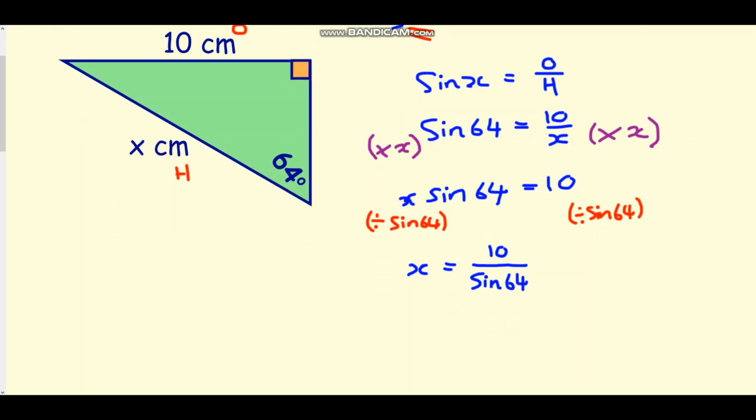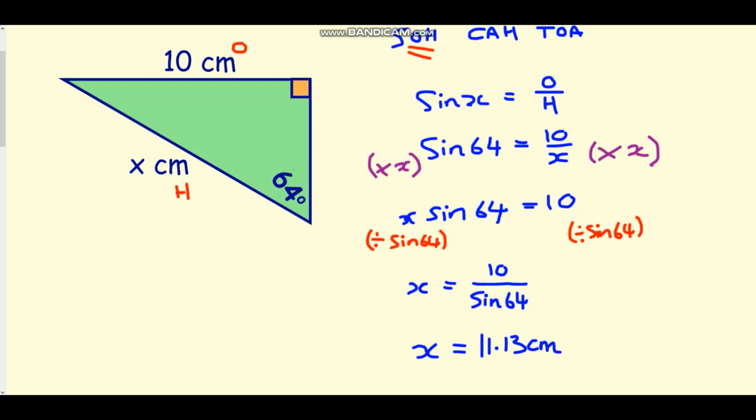An extra line of work in there, and then putting that into your calculator. Remember, the fraction line just means divide. You should get an answer of 11.13 centimeters. That's how you complete a question where x, our variable, is on the bottom of the fraction instead of the top of the fraction, which is what you've been dealing with so far. There's an extra step of arranging that equation so that x is the subject.